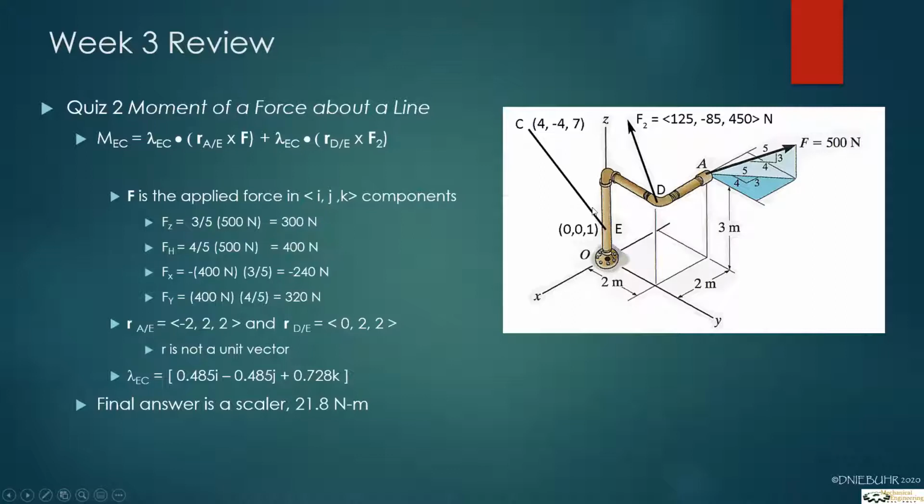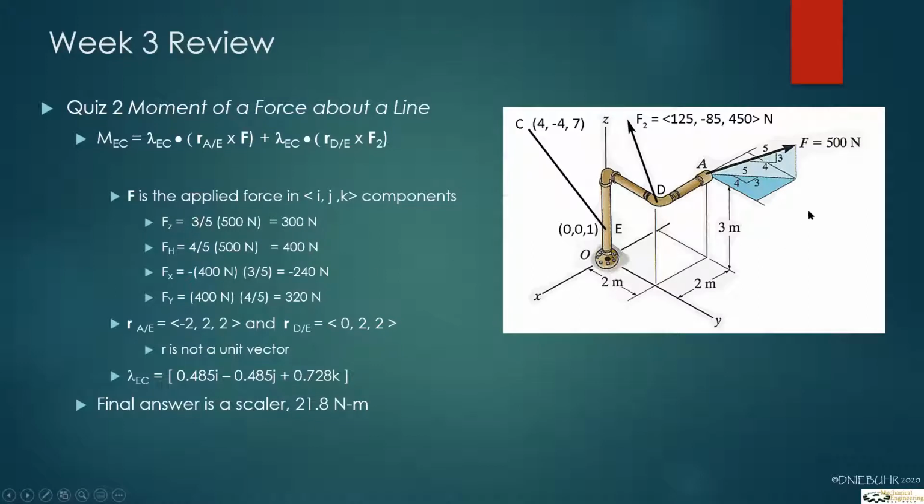it's around a common line, so you need to figure out an R vector going from E to A, and some of you are still going from the force to the line. Remember, you've got to go from the line to the force. So it's A relative to E, meaning go from E to A, and I went from E to D. Now you could have gone from C to A or C to D, whatever, but most of you did E to D and E to A.